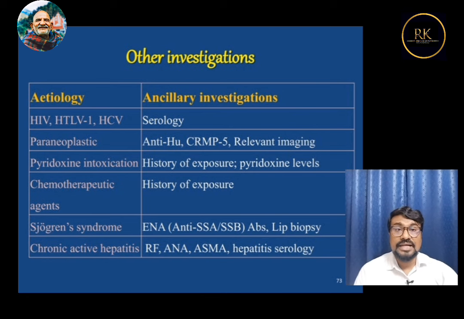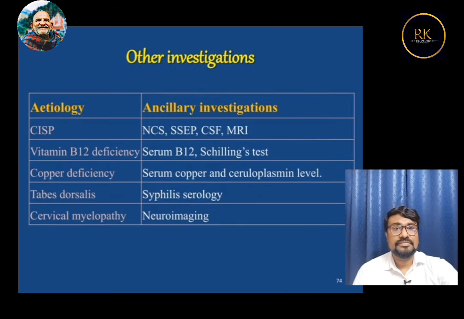Apart from it, HIV with serology; paraneoplastic syndromes, different paraneoplastic antibodies; pyridoxine intoxication, history of exposure to high pyridoxine levels; chemotherapeutic agents, the history of chemotherapeutic agent exposure; Sjogren's syndrome with ENA antibodies and liver biopsy; chronic active hepatitis, hepatitis serology; vitamin B12, we can look for the vitamin B12 level; copper, we can look for it; tabes dorsalis, syphilis serology; and cervical myelopathy, we can study with neuroimaging.